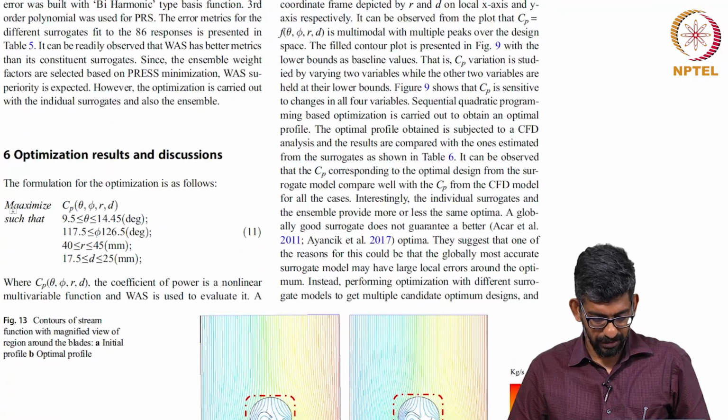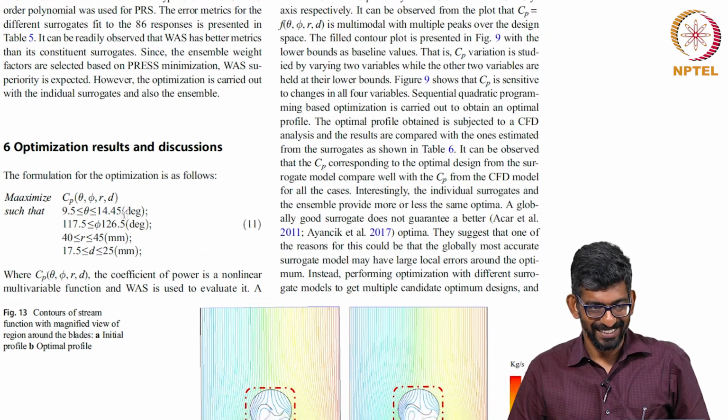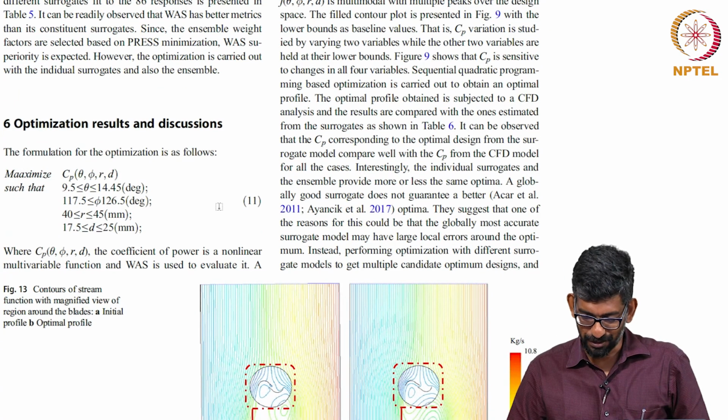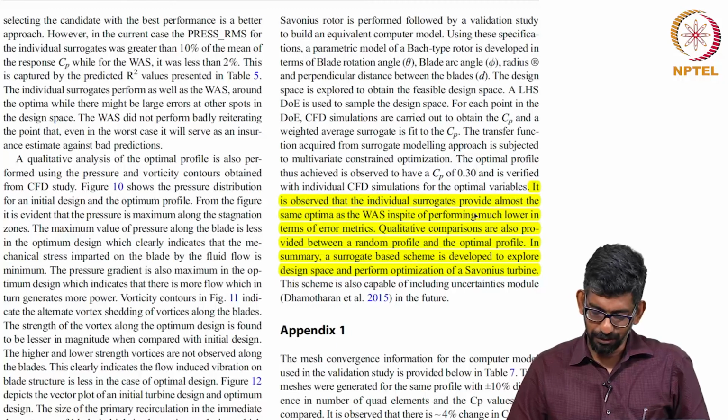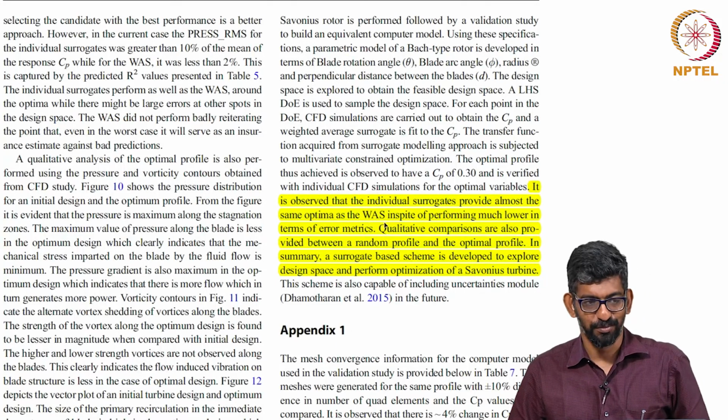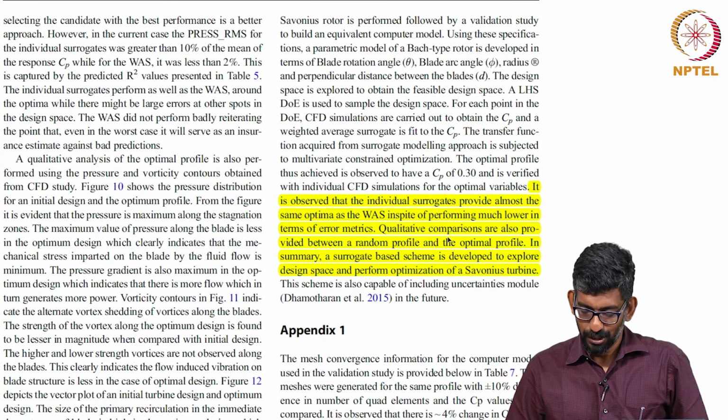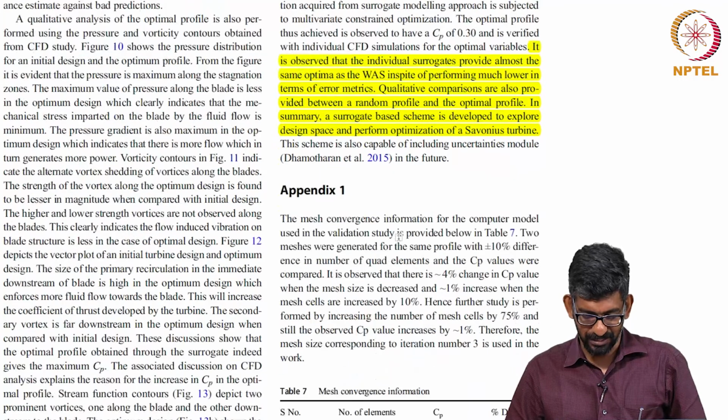So, this is the optimization problem that we solved. It is observed that the individual surrogates provide almost the same optima as the VAS in spite of performing much lower in terms of error metrics. Qualitative comparisons were also provided.